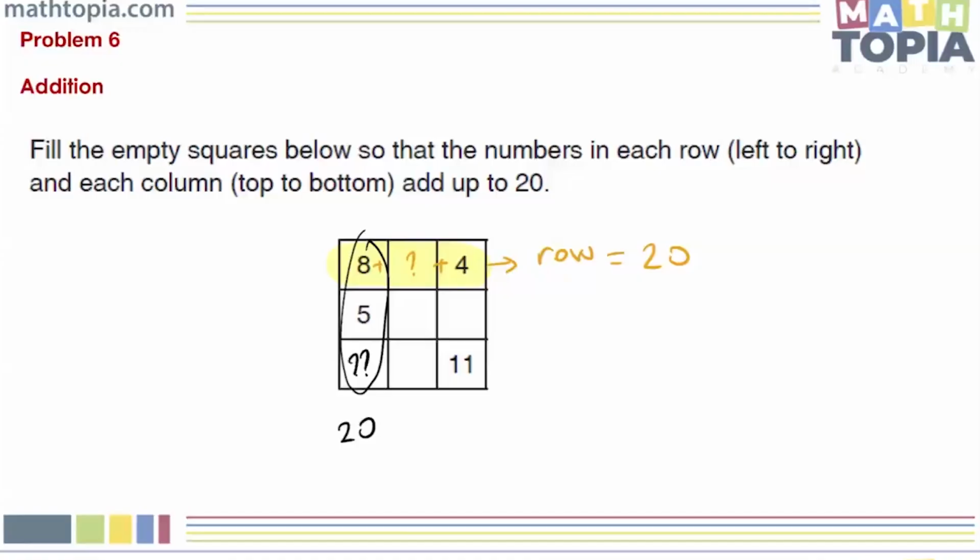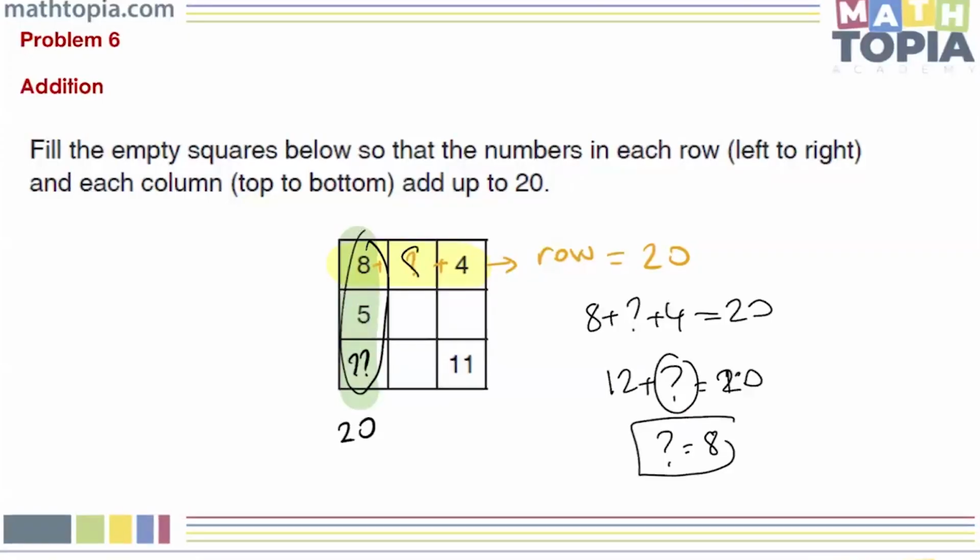Yes, go ahead. So I think 8 first. I have to add 8 plus 4, it equals 12. So 12 plus 8 equals 20. Then the first question mark will be 8. You are right. Good. And who wants to do the green one?